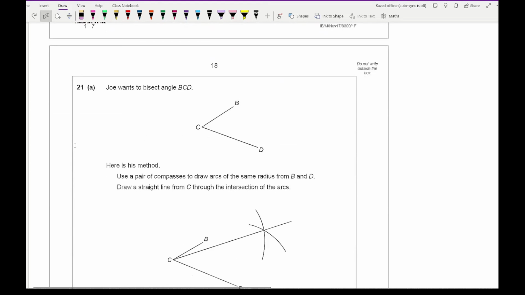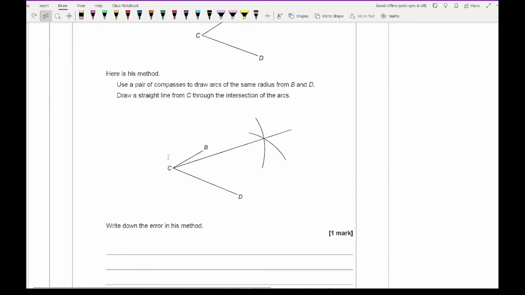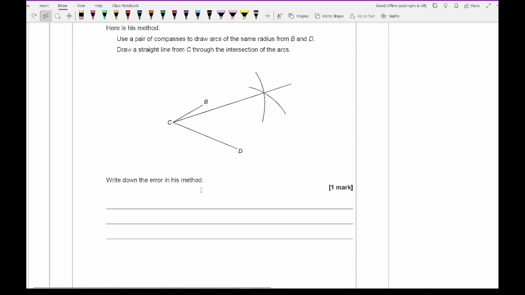Now with question 21, it says Joe wants to bisect angle BCD. Here is his method. Use a pair of compasses and draw arcs with the same radius from B and D. Draw a straight line from C through the intersection of the arcs. Write down the error in his method.